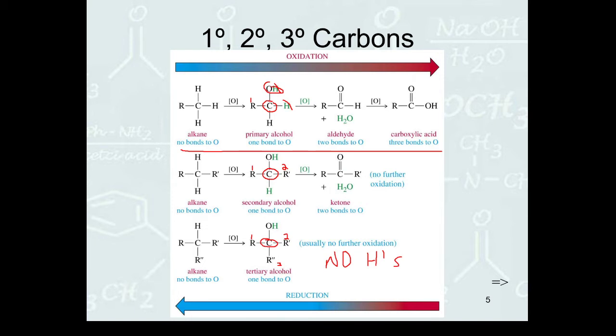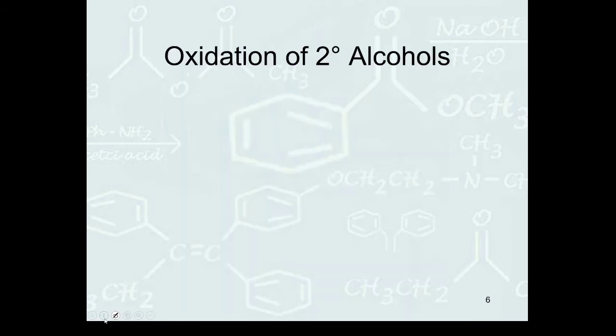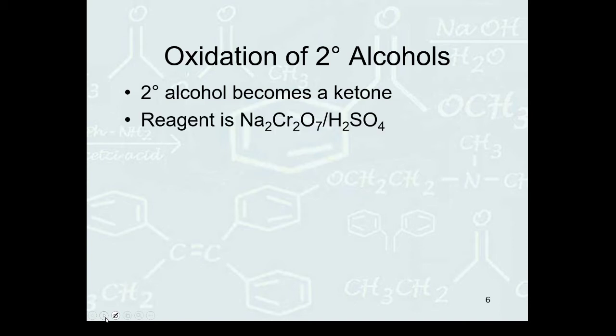But the key is primaries go to aldehydes to carboxylic acids, secondaries turn to ketones when oxidized, and tertiaries do not oxidize any further because they don't have any hydrogens. Okay. So secondaries, like I said, become ketones. Reagents that are used: sometimes sodium dichromate in sulfuric acid. If you see chromic acid, or potassium permanganate, things like that, those are strong oxidizers.